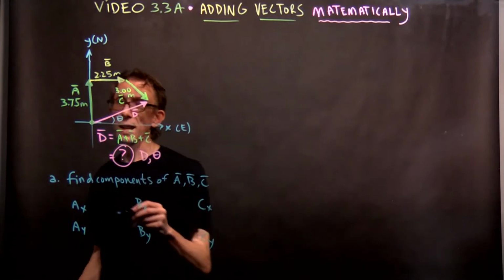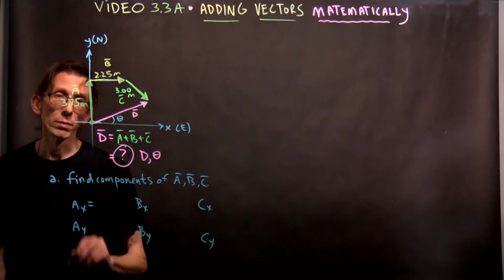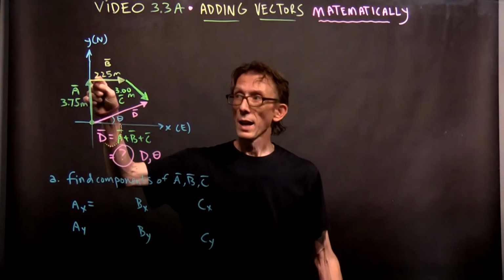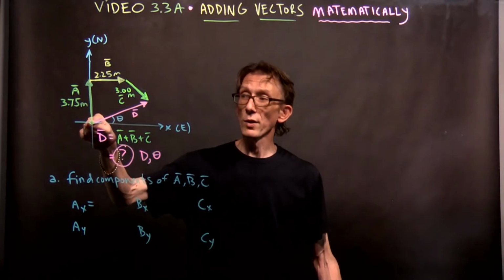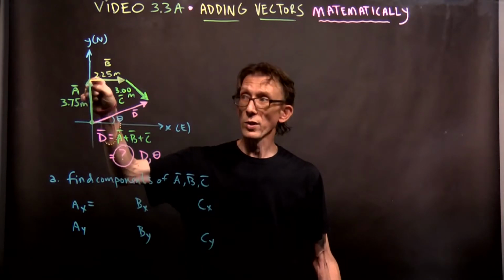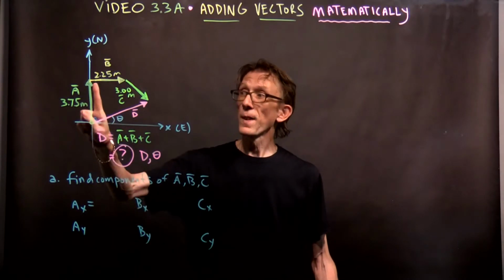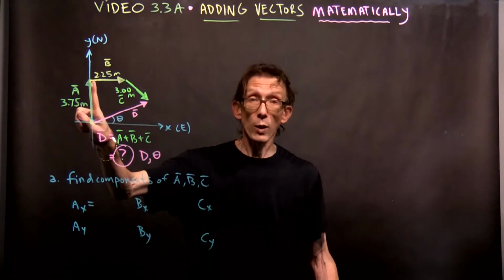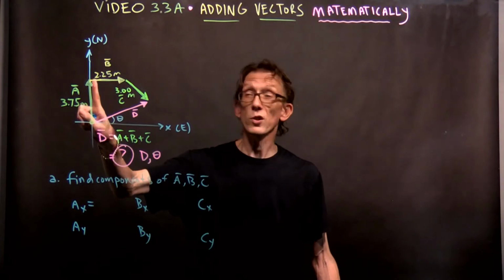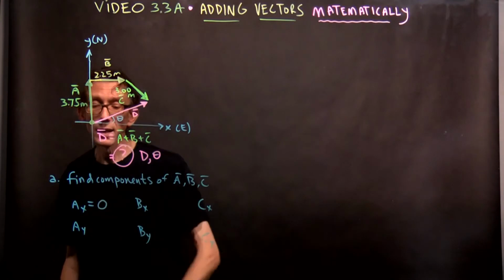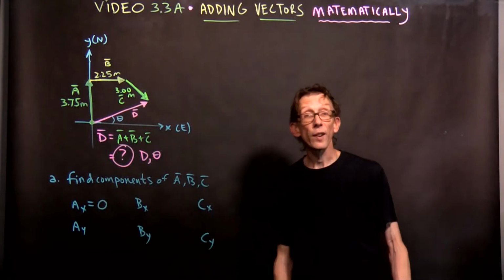So how far does A go in the x direction? Just look at A here. It's pointing straight up. At the end of A and at the beginning of A, you're at the same x value, which is 0. It doesn't point in the x direction at all. This vector A is entirely in the y direction. It's going straight north, which is the y direction. So the x component of the vector A is 0.